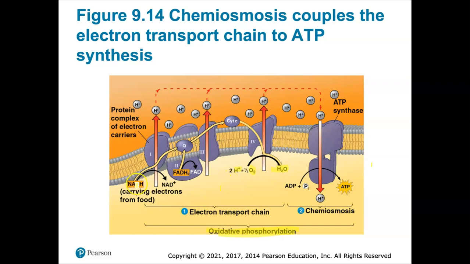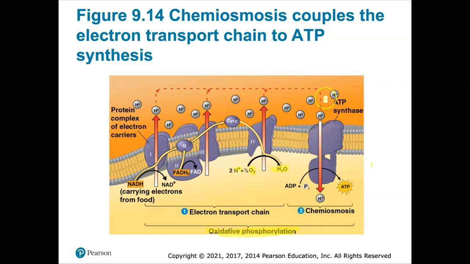So basically we have electrons being transported. Well, the flow of electrons is electricity, which is a form of energy. So the energy from the flow of electrons down that electron transport chain is going to be used to pump hydrogen ions across the membrane. And then hydrogen ions are going to build up on the outside of this membrane.